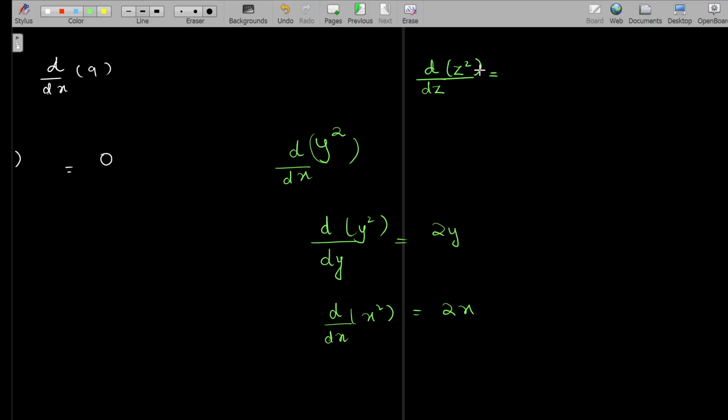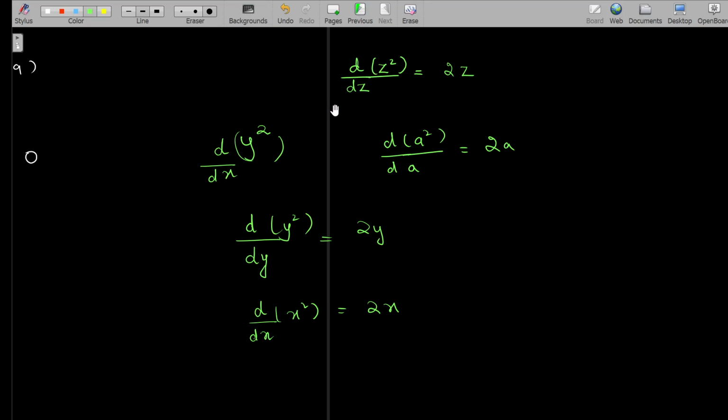So won't that be 2c? 2z, yes. We don't have a problem until we are differentiating the same variable with respect to the same variable. Right, now what will be the derivative of a square with respect to a? 2a. So we don't have any problem as long as we are differentiating a variable with respect to that variable.